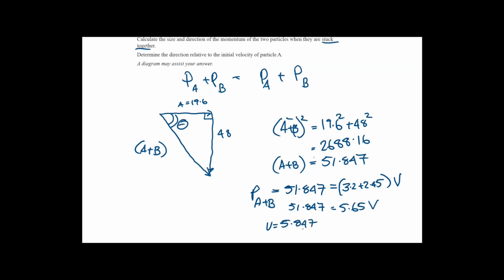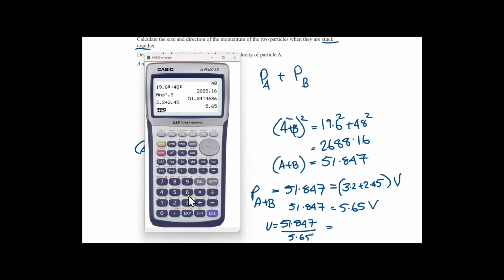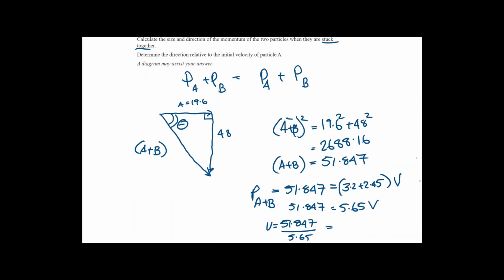So the velocity that they both move off at is going to be 51.847 divided by 5.65. Okay, to the calculators we go. 51.847 divided by 5.65 is 9.176. So they both move off at 9.176 meters per second.